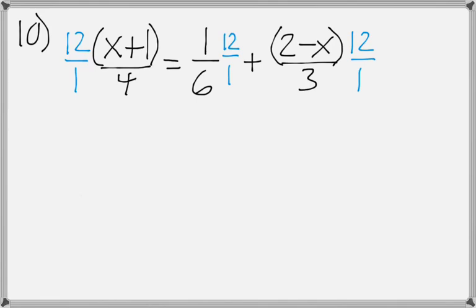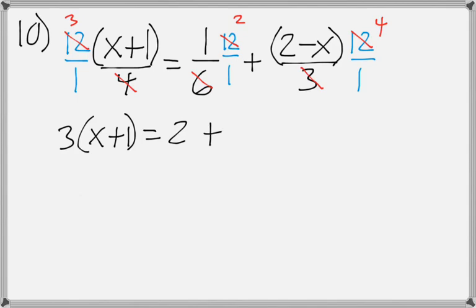And then I'm going to reduce. So 4 goes into 12 3 times, 6 goes into 12 2 times, 3 goes into 12 4 times. And let's bring that down, and we have 3 times x plus 1 is equal to 2 plus 4 times 2 minus x.